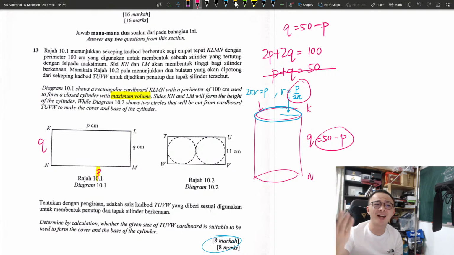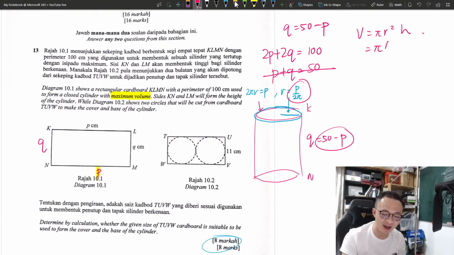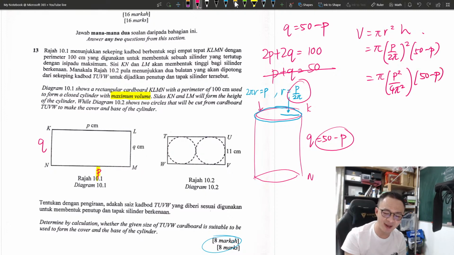If I want to find a volume, I need to know the formula for volume of cylinder. Volume of cylinder is what? Pi R squared H, isn't it? So therefore, my pi is just pi. My R is P divided by 2 pi, squared. My H is 50 minus P. So I'm going to simplify this one as fast as I can. This is pi. This is P squared over 4 pi squared. This is 50 minus P. I try to make it as simple as possible. Pi and pi I cut. I multiply in. 50 divided by 4 is 25 over 2, P squared over pi, minus. I multiply into both of them.